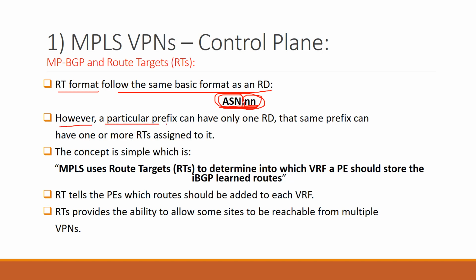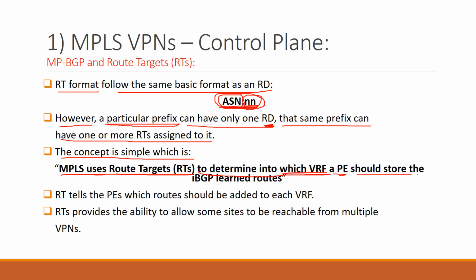However, a particular prefix can have only one route distinguisher. That same prefix can have one or more route targets assigned to it. And we will learn how route targets are configured and used in the coming slides. So the concept of the route target is that MPLS uses route targets to determine into which VRF a provider edge should store the iBGP learned routes.